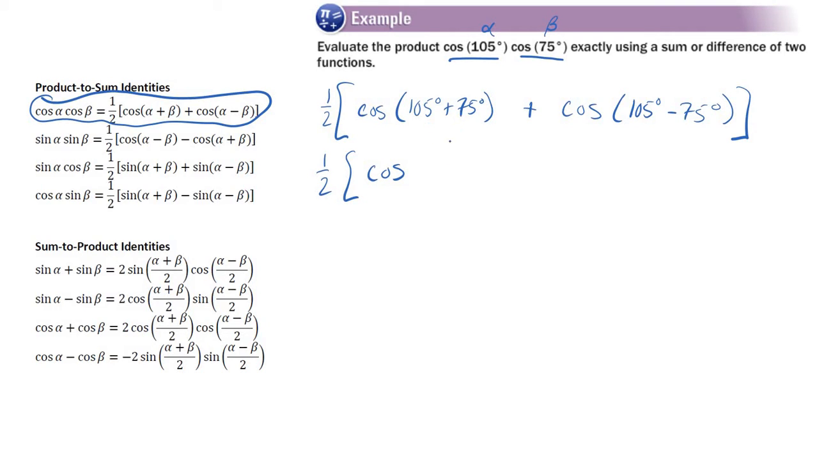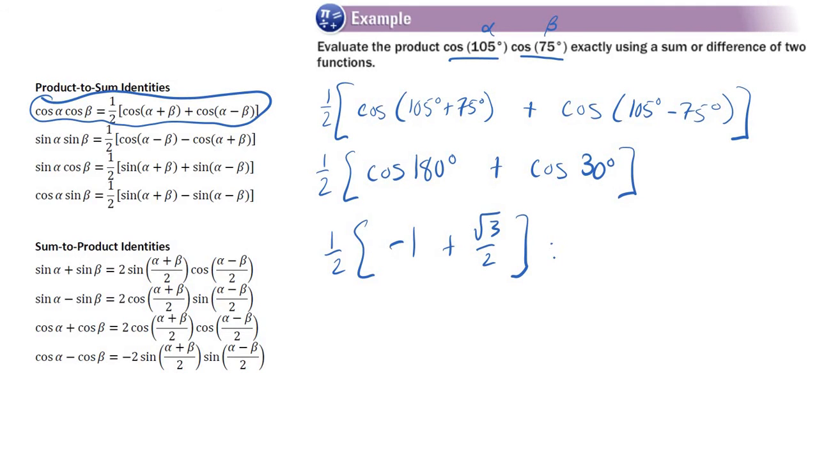Well, cosine of 105 plus 75, that's cosine of 180 plus cosine of, what's 105 minus 75? Well, that's 30 degrees. Hey, 180 and 30 are both on my unit circle. So let's see what happens here. So cosine of 180, if you look at your unit circle, cosine of 180 is -1. Cosine of 30 degrees is √3/2.